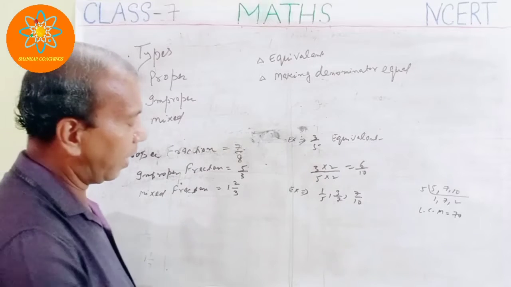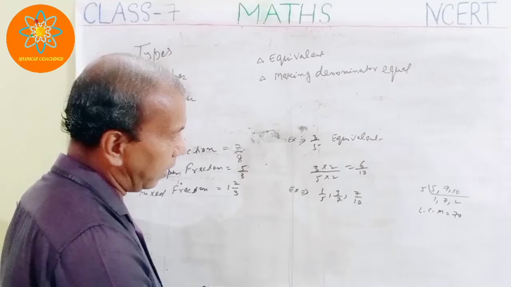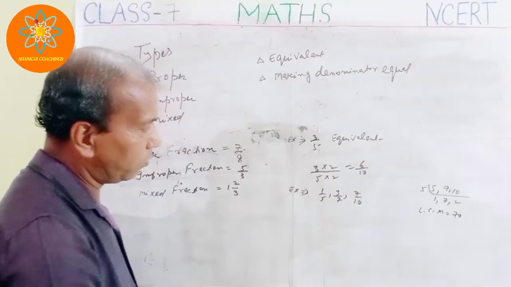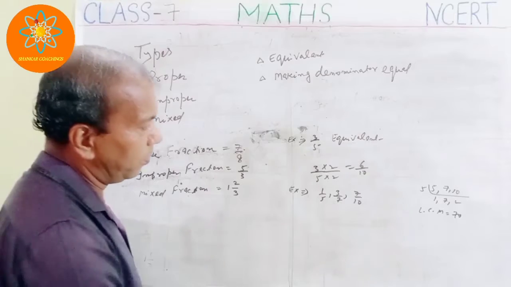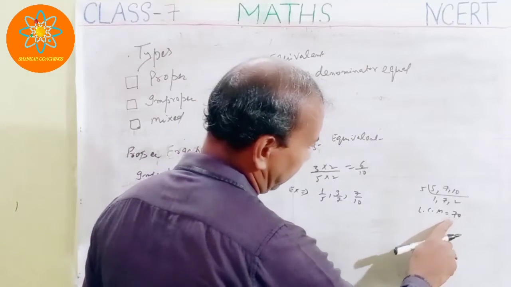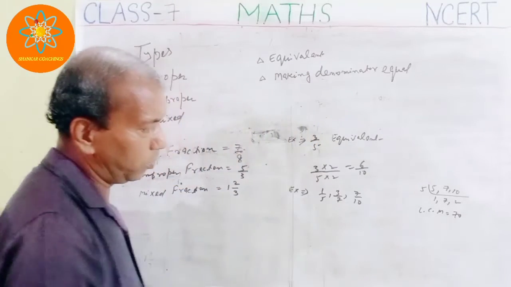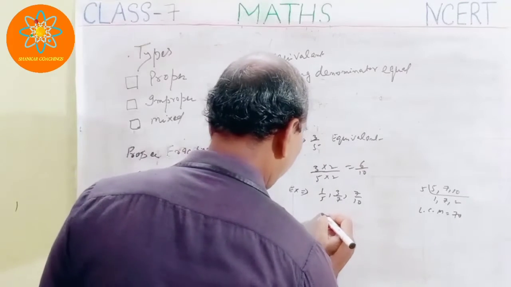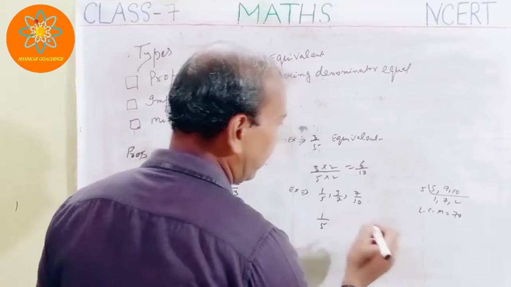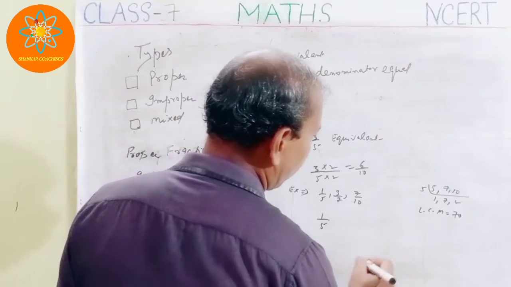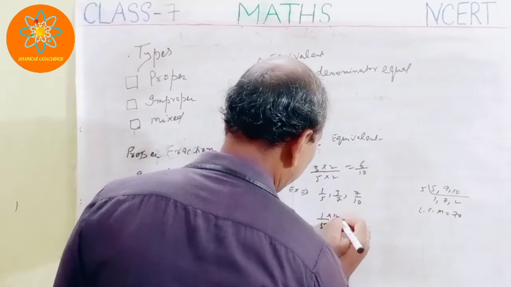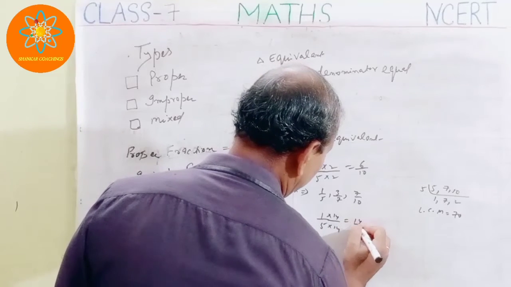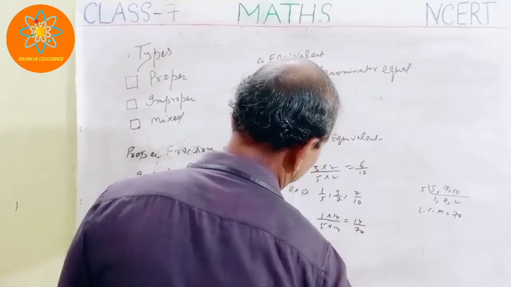So I want to make all the denominators equal. You can see clearly I will make the denominator 70. So I will take 1 by 5 and make its equivalent. How much is it into 14? This into 14, so it is equal to 14 by 70.